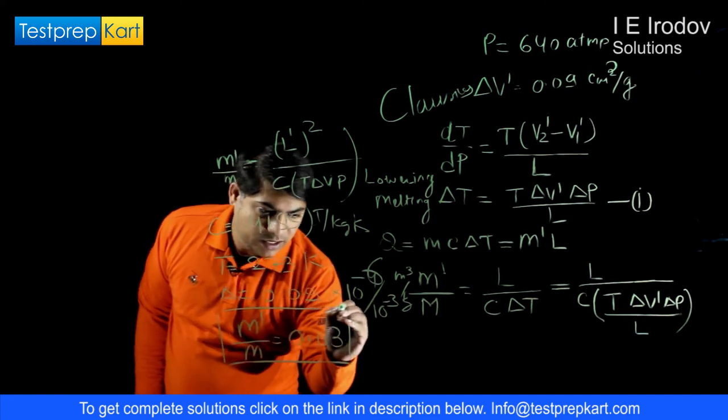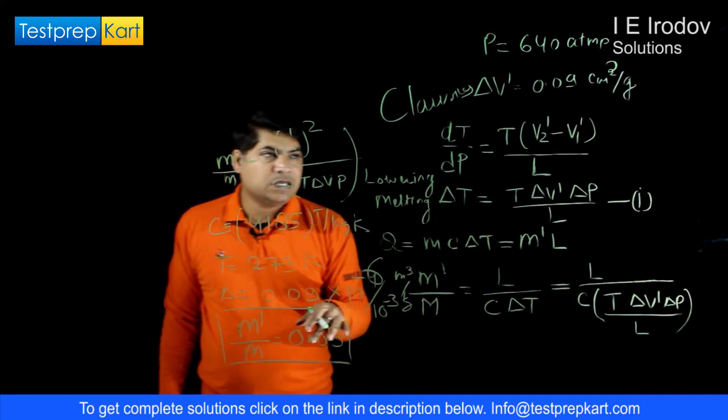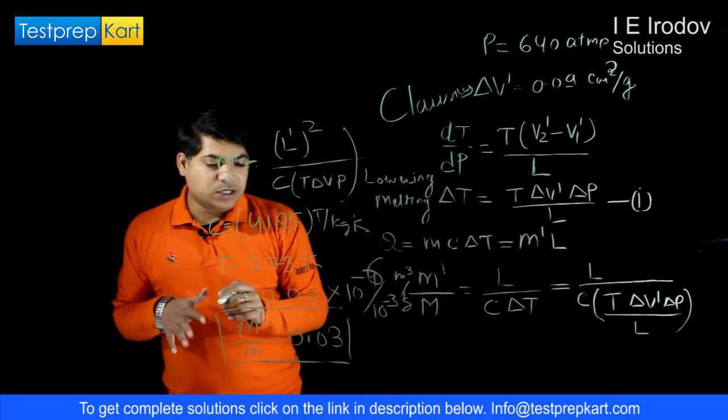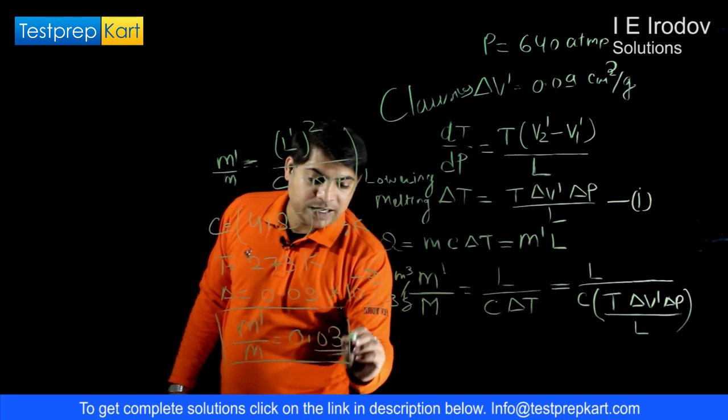It means if we compress the ice and lower its melting point, then in this process this much fraction will get melted.